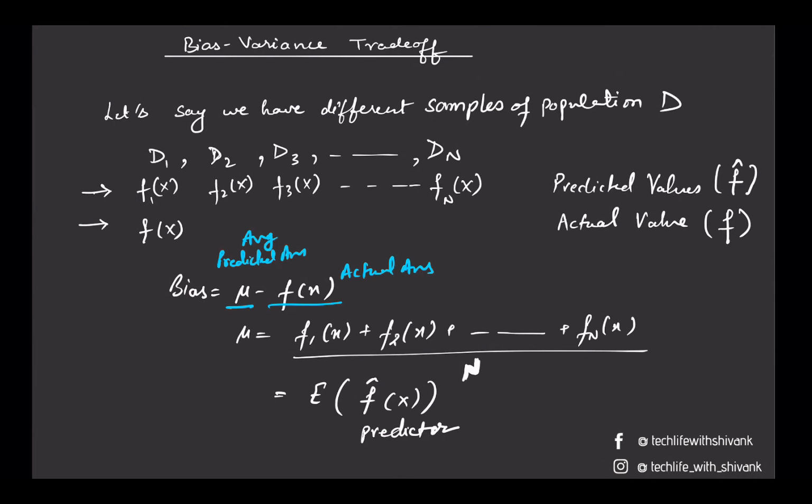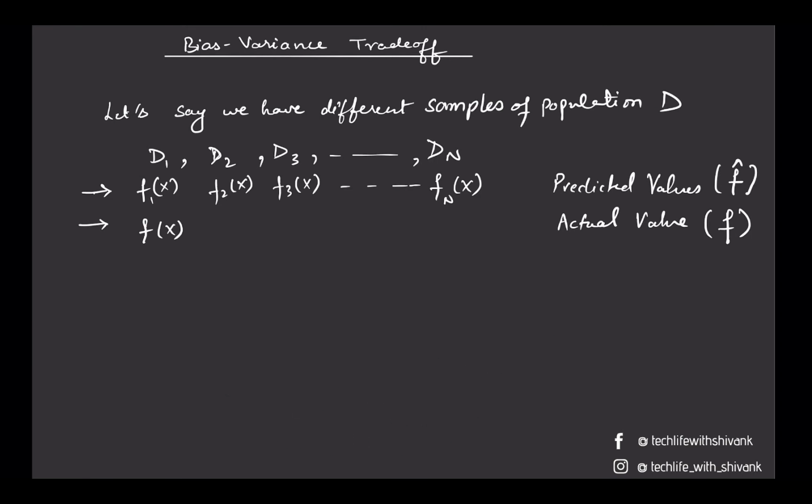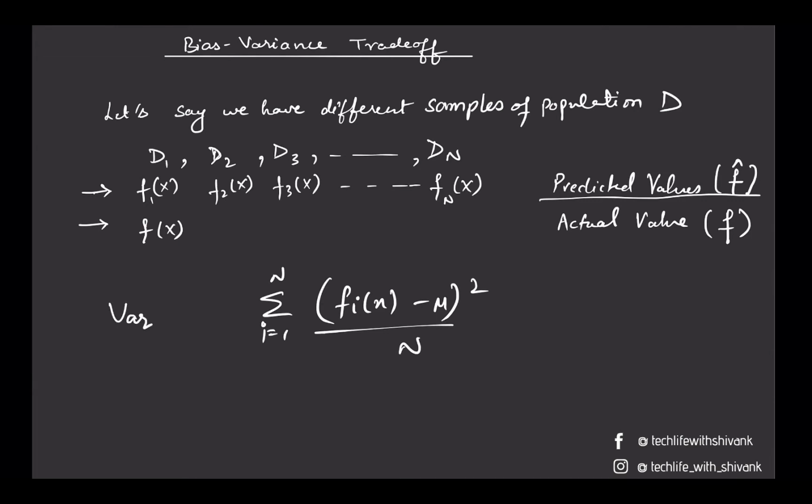On the other hand, variance means what is the variance of these predicted values when we train the model using different datasets. So variance is nothing but Fi x minus mu whole square divided by n, sigma i equal to 1 to n. So this is the variance of estimator f dash.